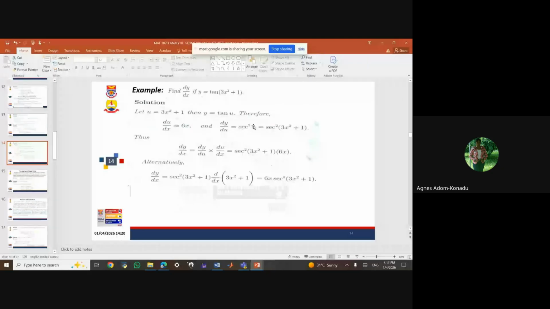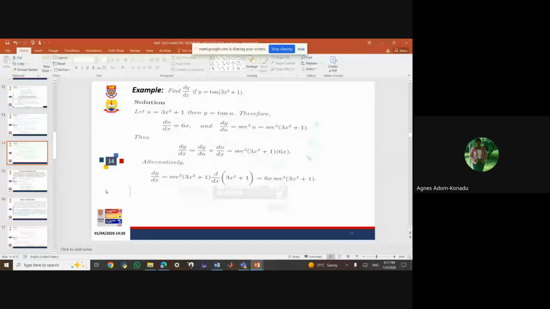And your dy/dx will be dy/du times du/dx. So my dy/du is sec squared of (3x squared plus 1), then times 6x. That is it. The alternative approach is what our brother asked, but we will get there later.